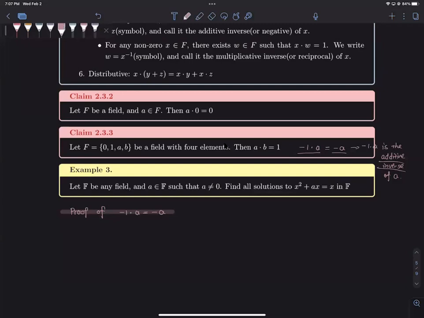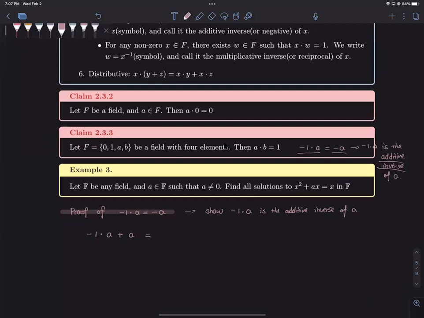So this is asking to show that -1 times A is the additive inverse of A. So what can you do? You can just add this to A and show they equal 0. Because if they add together and it's 0, then it means that it's the additive inverse of A, right?